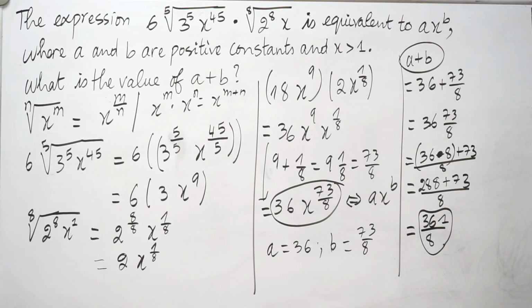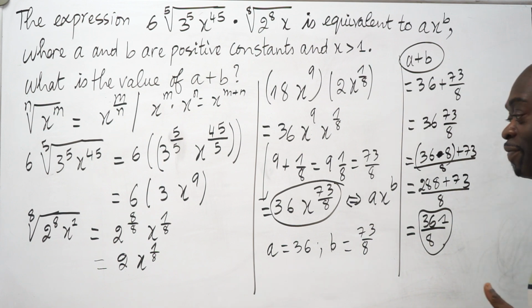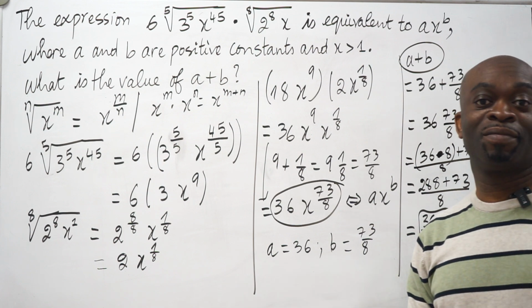So you're looking for a plus b. That's your final answer. A plus b equals 361/8. What a very interesting problem, ladies and gentlemen, right? Very interesting, very impressive. I love it. All right? See you next one.